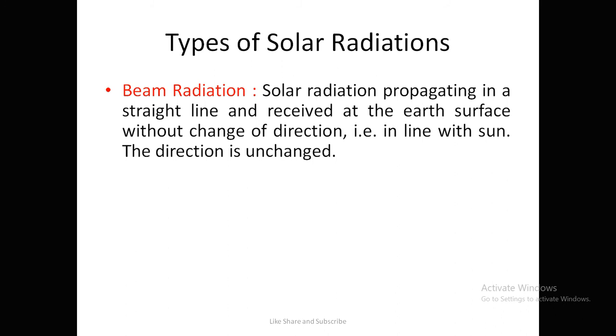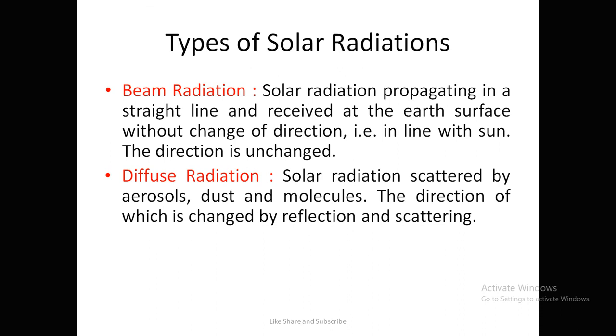Solar radiation propagating in a straight line and received at the Earth's surface without change of direction, that is, in line with the sun. The direction is unchanged. So this is called beam radiation. That means whatever beam comes from the sun directly towards the Earth, that means it touches the Earth, that is called beam radiation.